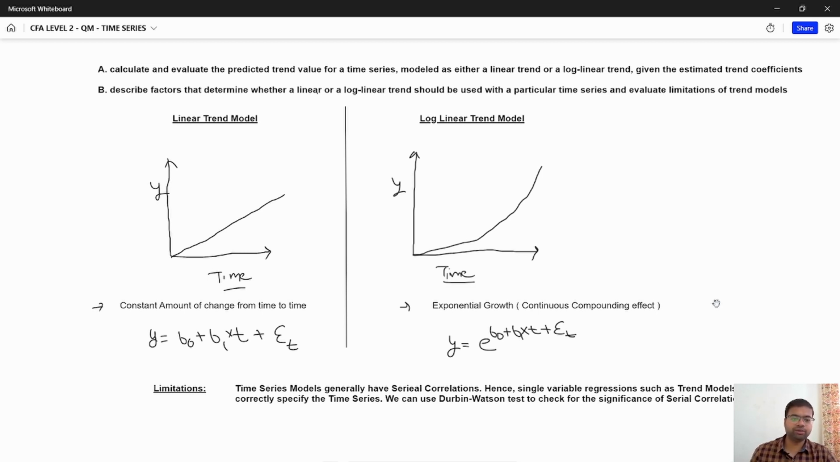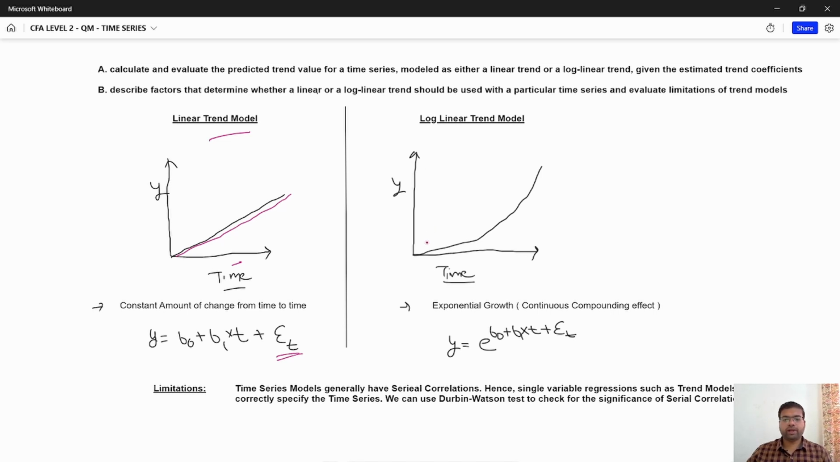In a linear trend model, your time series should look like this. There is a constant amount of change with time. That is called a linear trend model. If your time series looks like a straight line with respect to time, then you can use a linear trend model, and a linear trend model is modeled as y equals b naught plus b1 times t plus epsilon t. This is the error term here.